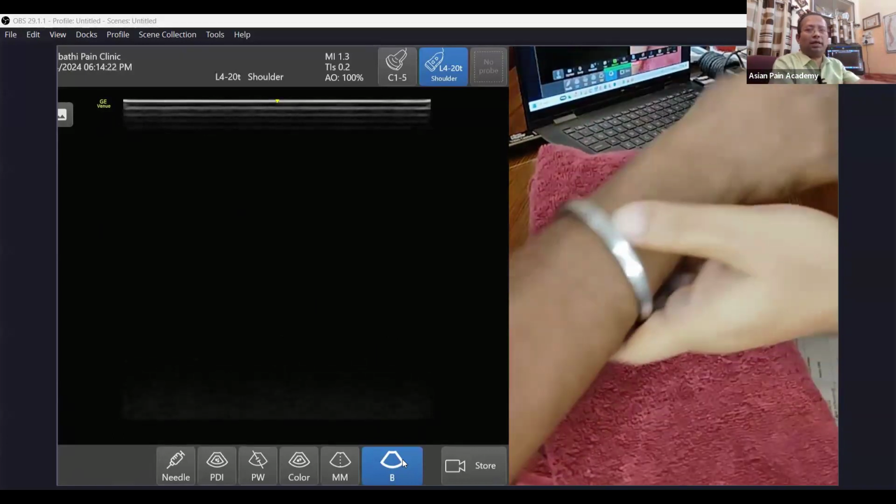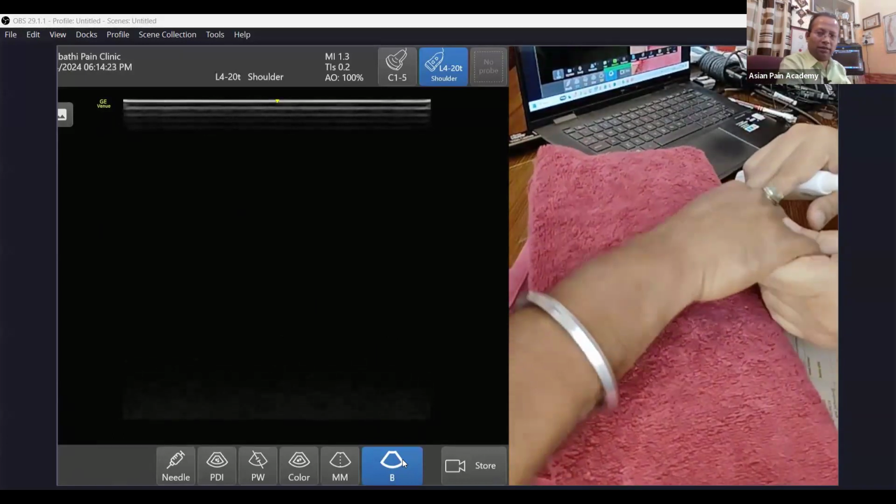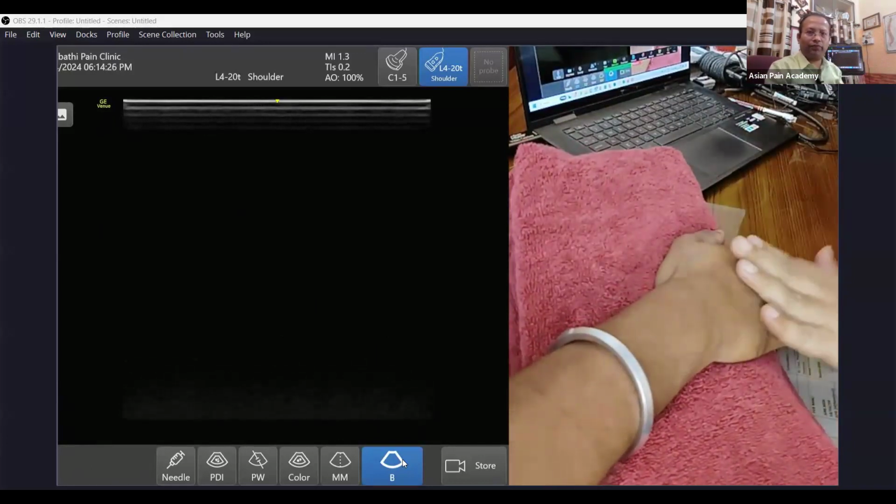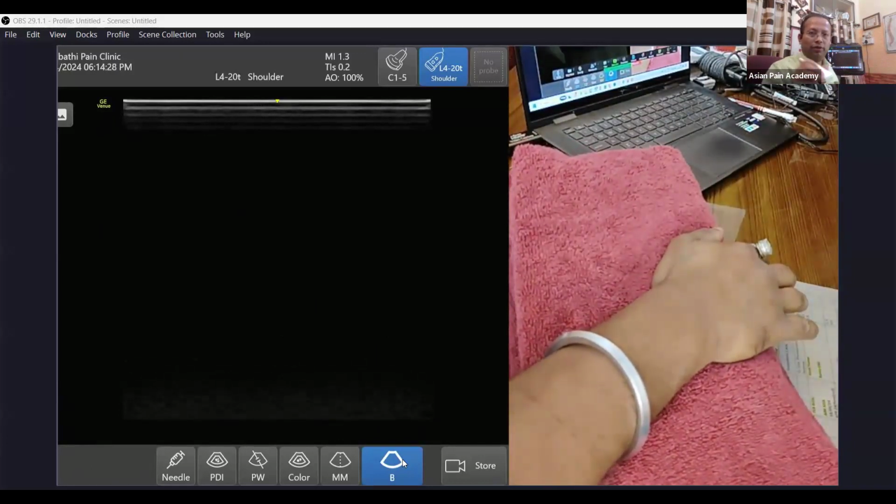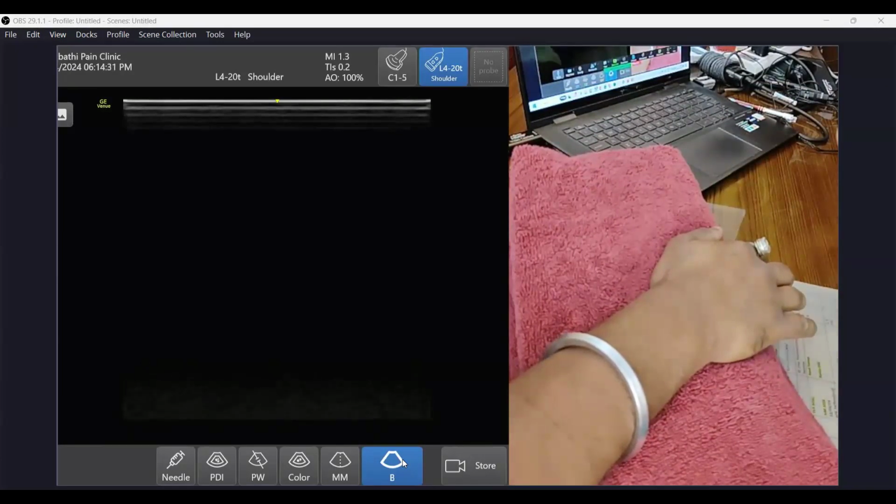Okay. Can you see the hand of the volunteer and the ultrasound? Yeah, it is visible. Okay.